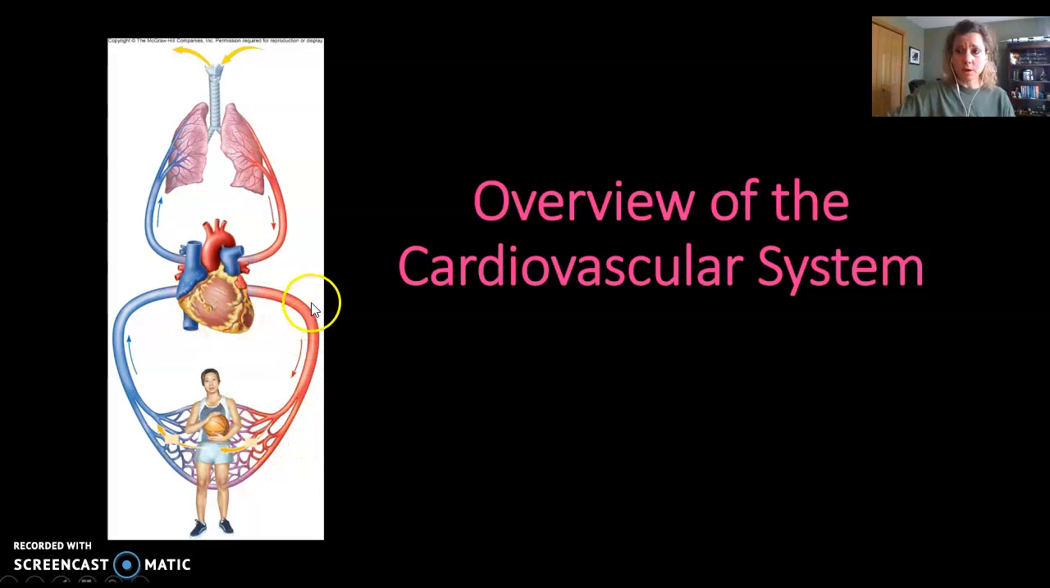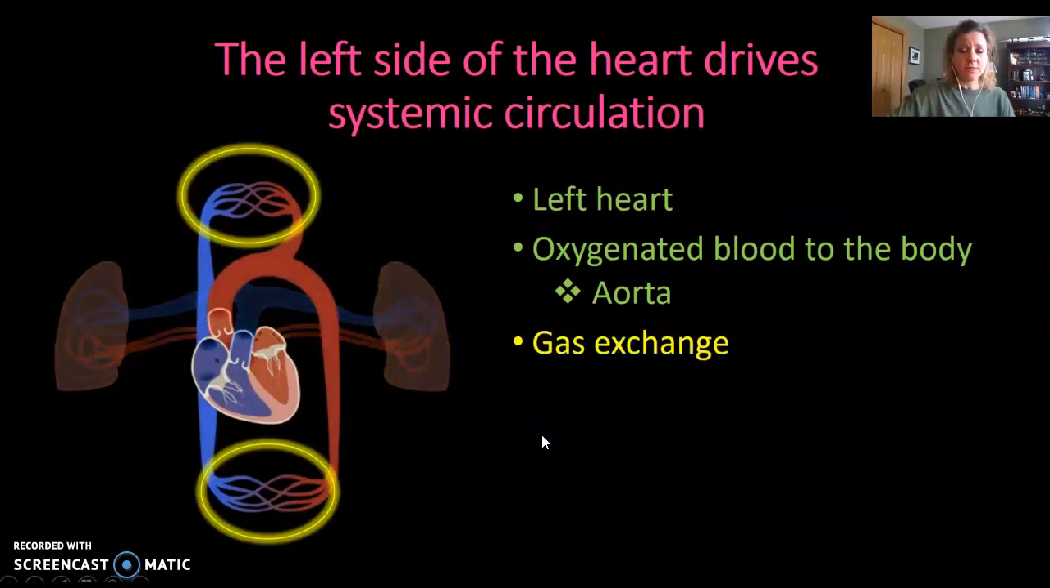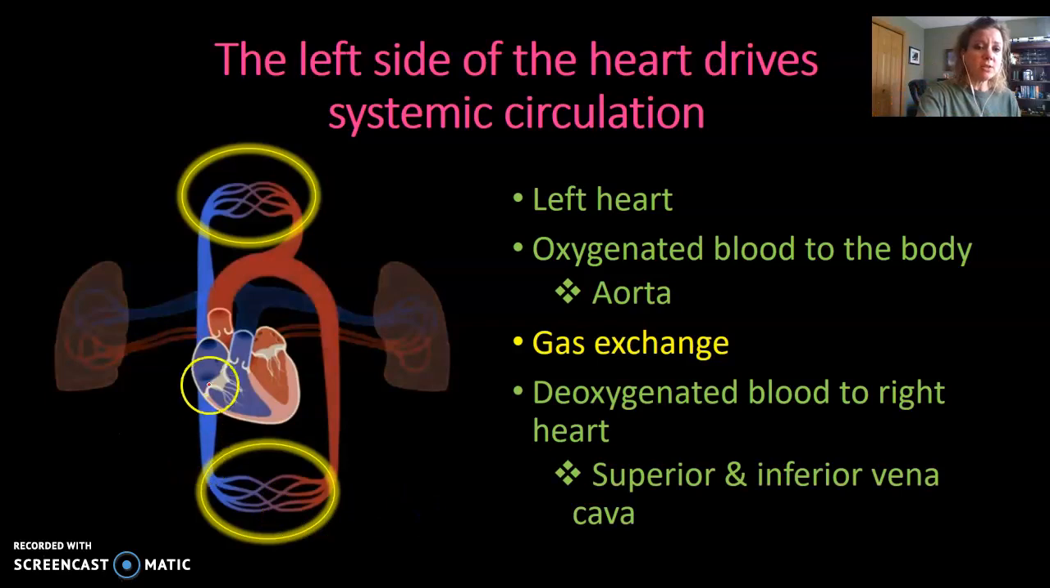Anything that has the word pulmonary in it has to do with the lungs. And so, as I said, the left side of the heart is going to drive systemic circulation. It's going to push oxygenated blood out of the aorta and up to the head and the arms, and then down into the abdomen and the lower extremities. Gas exchange is going to occur there. And then it returns back to the right-hand side of the heart through two great vessels called the inferior vena cava and the superior vena cava.